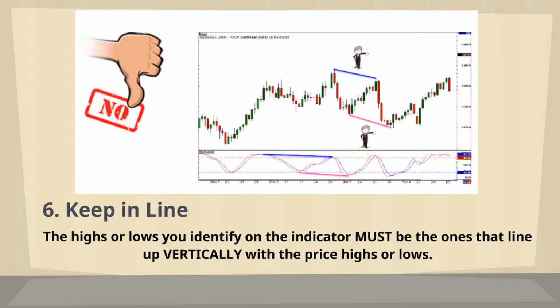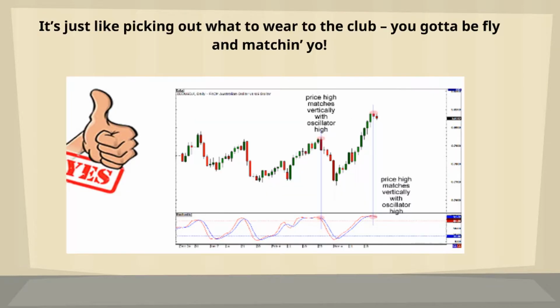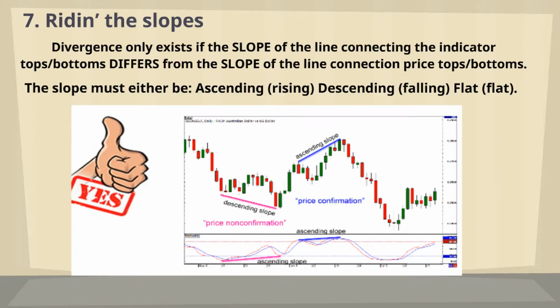6. Keep in mind, the highs or lows you identify on the indicator must be the ones that line up vertically with the price highs or lows. It's just like picking out what to wear to the club, you gotta be flying matching you. 7. Riding the slopes.